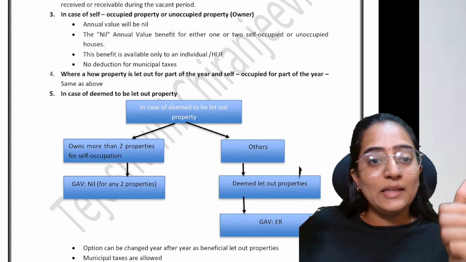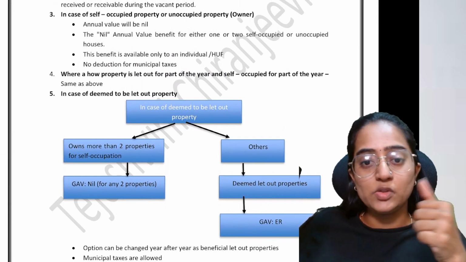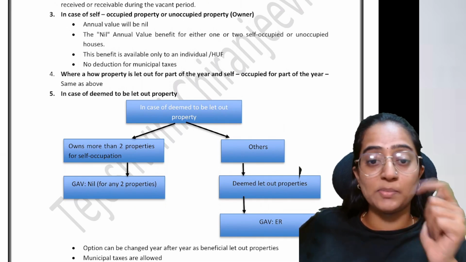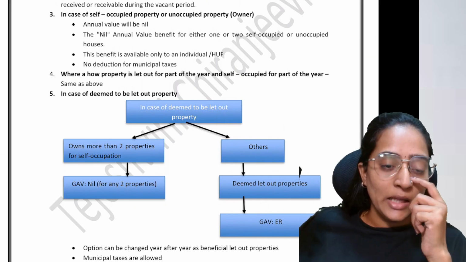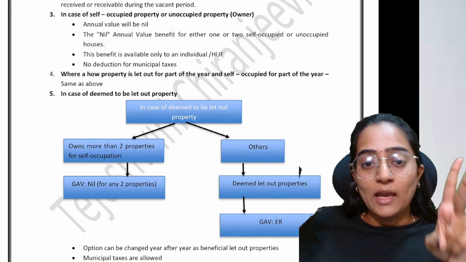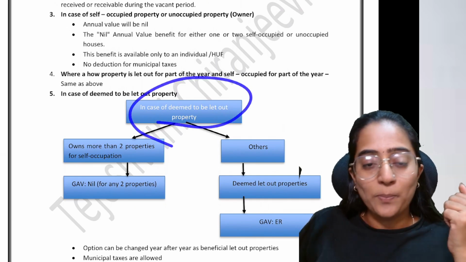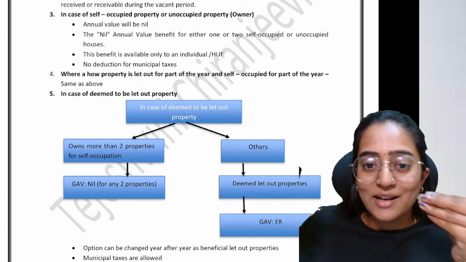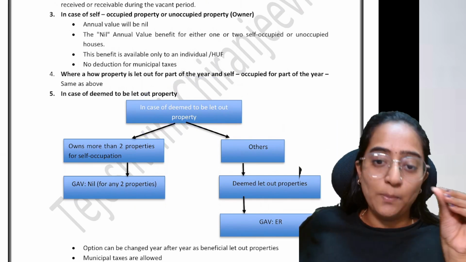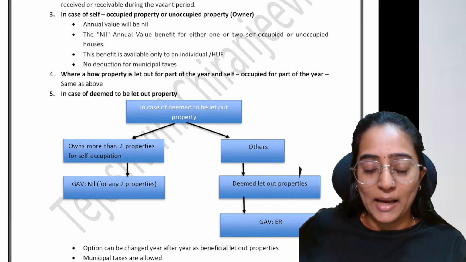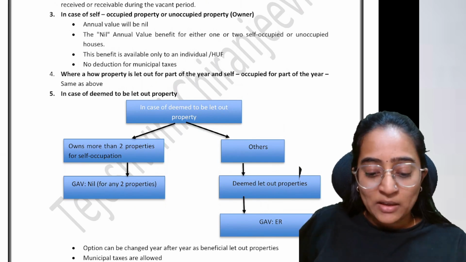3. In case of self-occupied property, what happens? You have constructed the building and you yourself have occupied it for your residential purpose, not commercial. That is going to be called SOP. LOP means let out property, meaning you have given it on rent. Deemed to be let out property means even though you are not collecting rent from it, the department decides that all the LOP provisions will be applied to it as a deemed LOP. That is what it means.